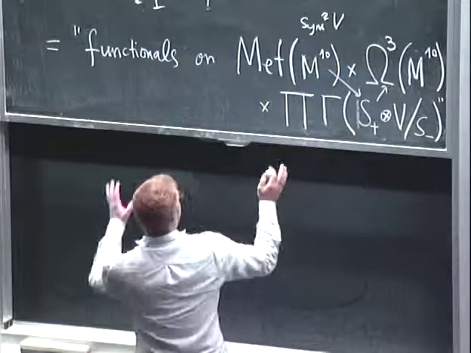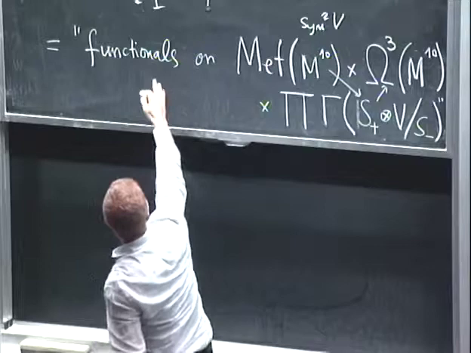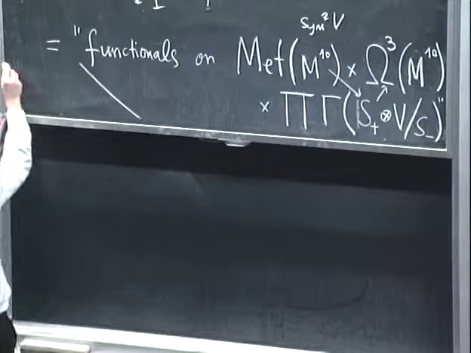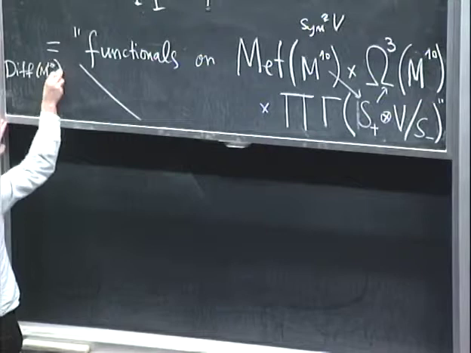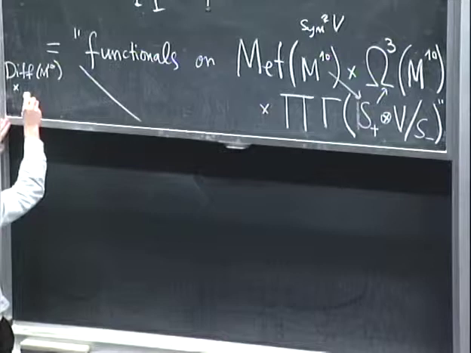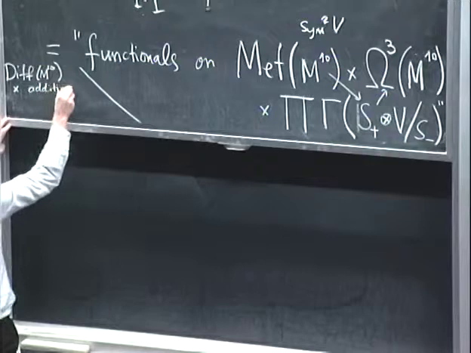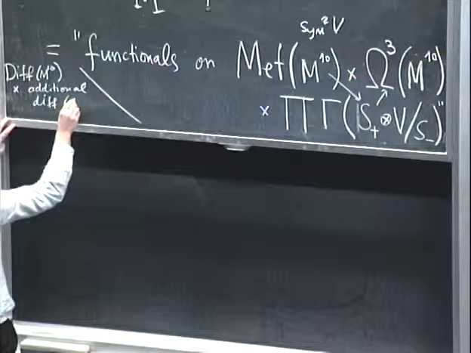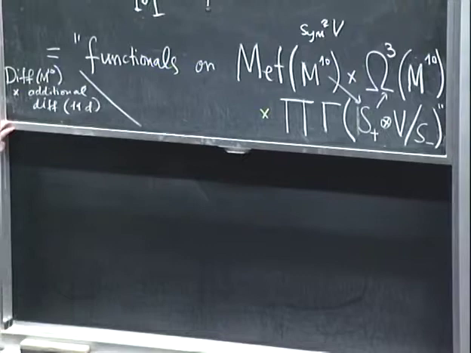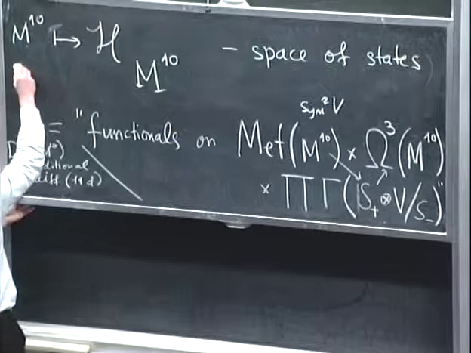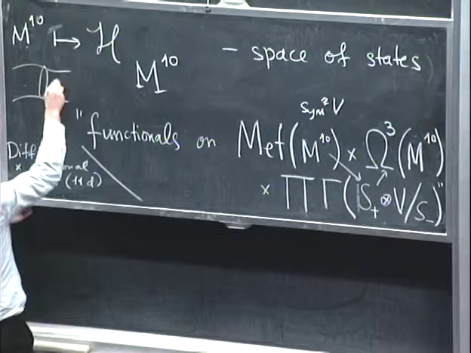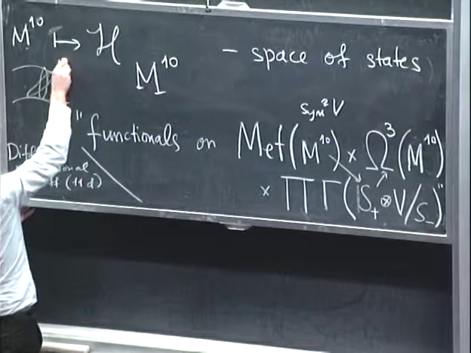So very naively, what one should look for are the functionals on the space which are invariant under the action of, first of all, diffeomorphisms of M10, and then additional symmetries, diffeomorphisms which reflect the invariance of the theory under the 11-dimensional diffeomorphisms, namely. What you're aiming for is to be invariant under the different choices of this 10-dimensional slice in the 11-dimensional manifold. So these additional symmetries have to do with these invariances.